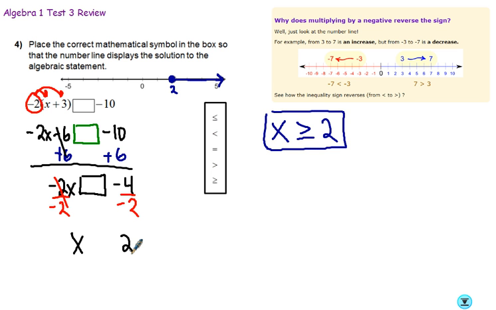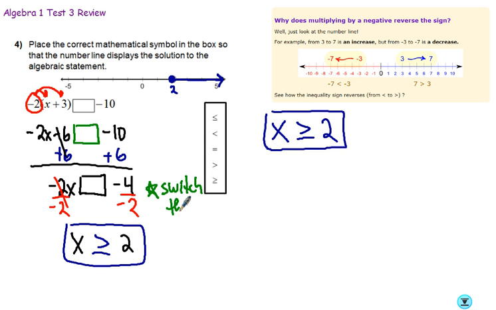They're telling me that the answer should be greater than or equal to 2. So I got that part right, like the number there matches the number here. And now what I need to figure out is, was this always a greater than or equal to? Well, notice what happened here is that you divided by a negative. And what we know is that you have to switch the symbol when you multiply or divide by a negative. So we would have to switch the symbol.